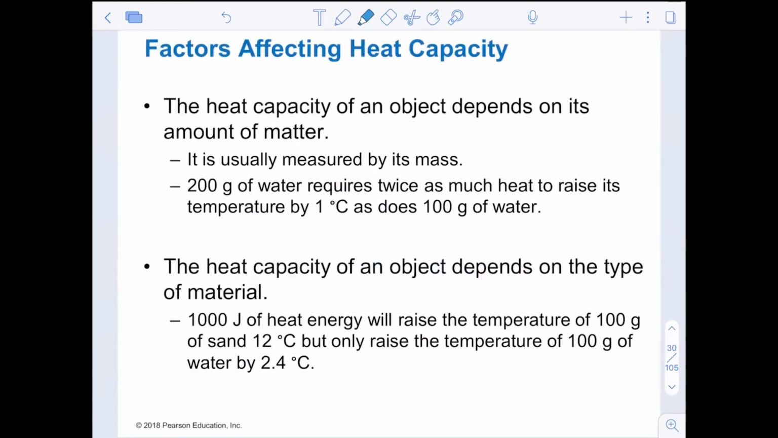So, factors that could affect the heat capacity. Why do some things have higher and some things have lower? It depends on the amount of matter. It usually is measured by its mass. So 200 grams of water requires twice as much heat to raise it 1 degree Celsius than 100 grams of water does. The heat capacity of an object depends on the type of material as well. So sand versus water, 2 different compounds, 2 different interactions with heat, because there are different bonds. And so we see that things like sand have a much lower heat capacity than that of water.